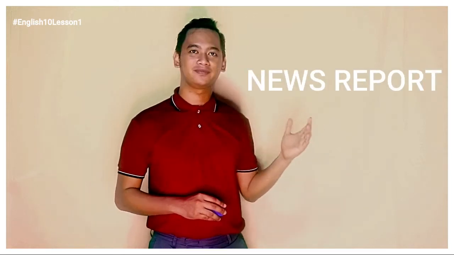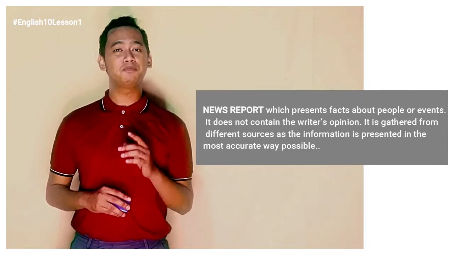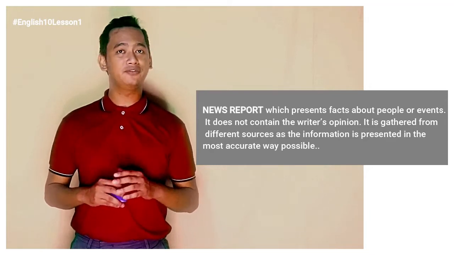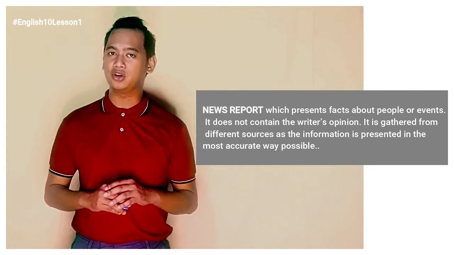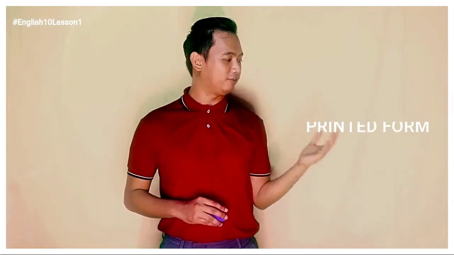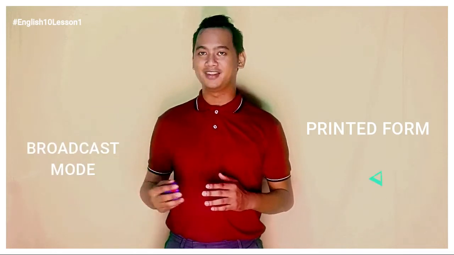Are you familiar with this? That's good! This session will guide you on how to use the information from these sources in your daily routines. Are you excited to specifically know them? The first source of information is a news report, which presents facts about people or events. It is gathered from different sources, and the information is presented in the most accurate way possible, whether in printed form or broadcast mode.